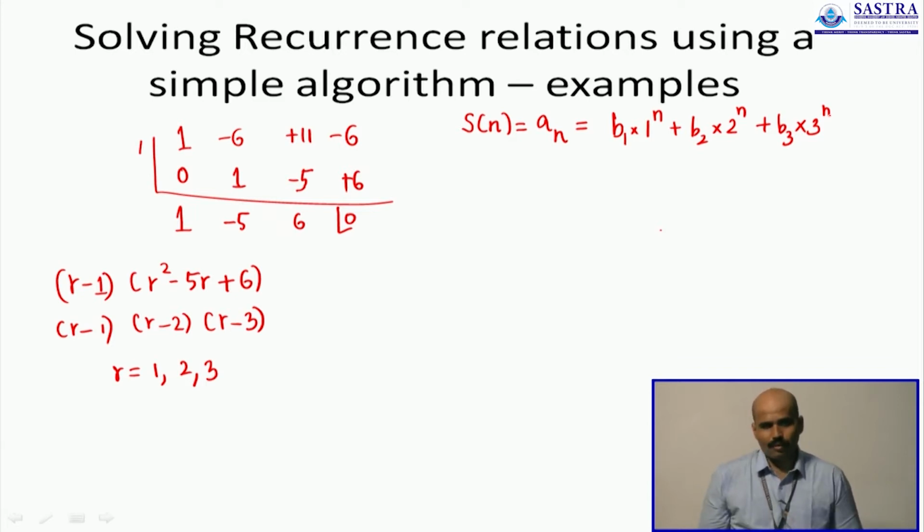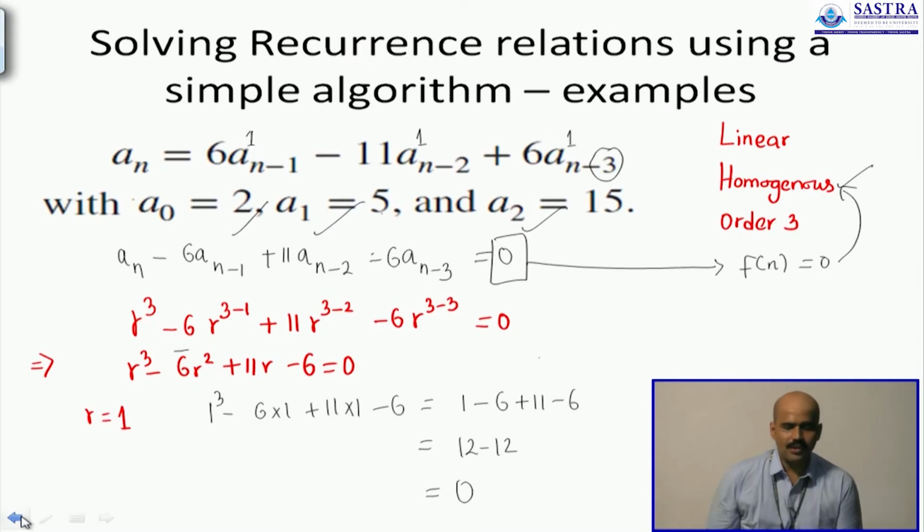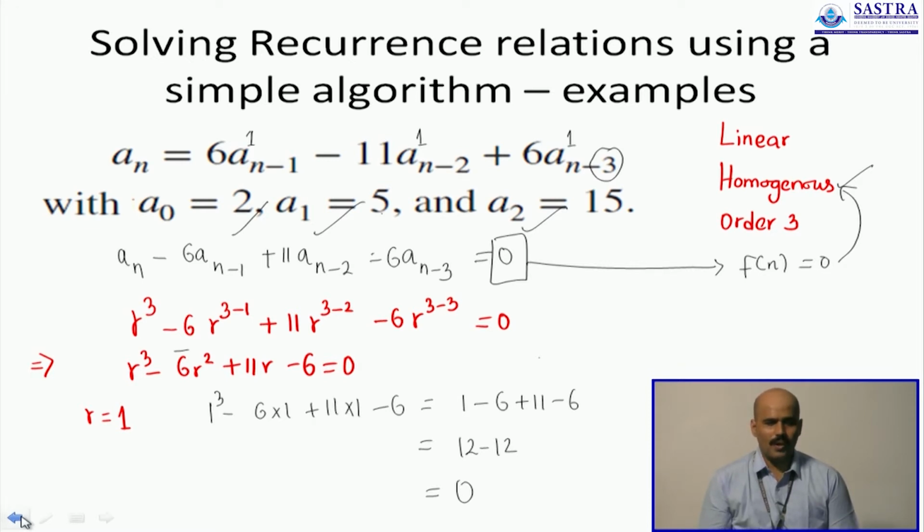So the problem is almost solved, except we have to determine the values of these 3 constants b1, b2 and b3, and for that exact reason there have been 3 pieces of information which are part of the problem. We know what a0, a1 and a2 are. a0 is 2, a1 is 5 and a2 is 15.